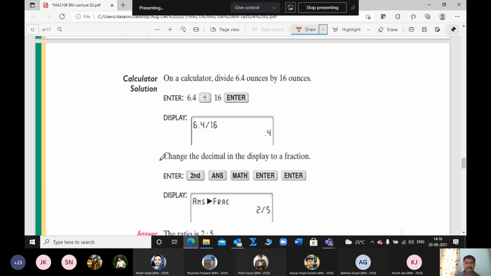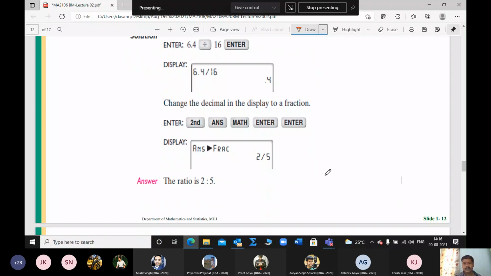Now further, they are saying, change the decimal to display it in fraction form. Change the decimal, that is 0.4. After the point, we call those numbers the decimal places. What they are asking is, after dividing 6.4 by 16 and getting the answer 0.4, you make this 0.4 as a fraction. As a fraction means I should see the numerator and denominator. As of now, I have 0.4 only. So what can I do?